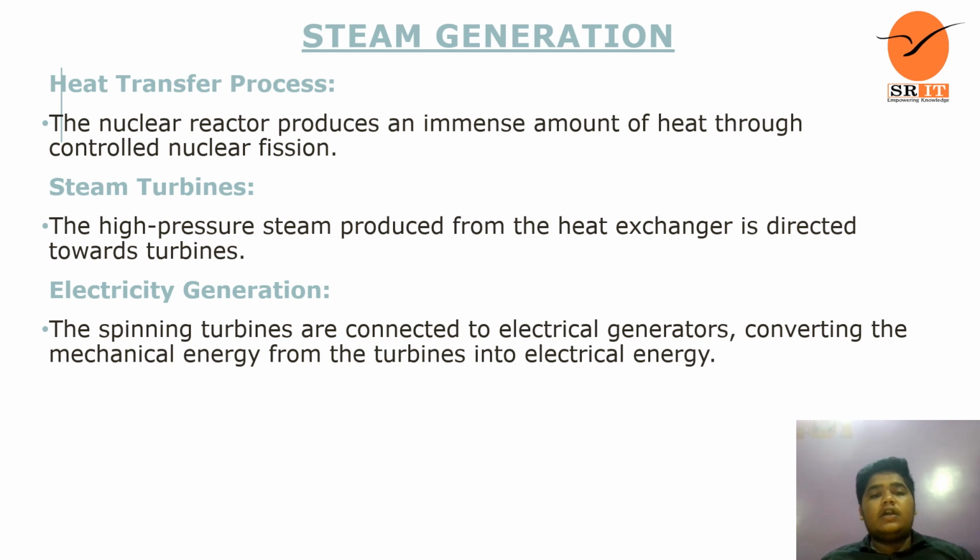Steam generation, heat transfer process. The nuclear reactor produces an immense amount of heat through controlled nuclear fission. Steam turbines. The high pressure steam produced from the heat exchanger is directed towards turbines. Electricity generation. The spinning turbines are connected to electrical generators, converting the mechanical energy from the turbine into electrical energy.